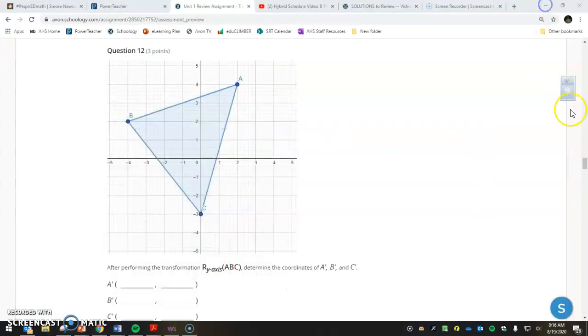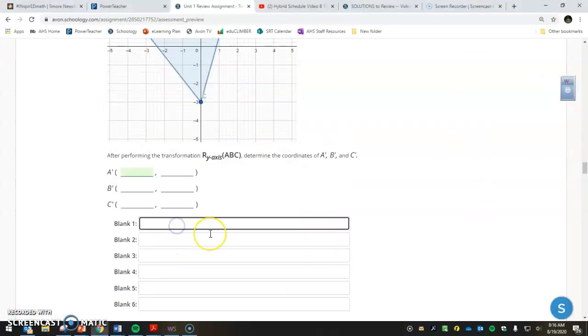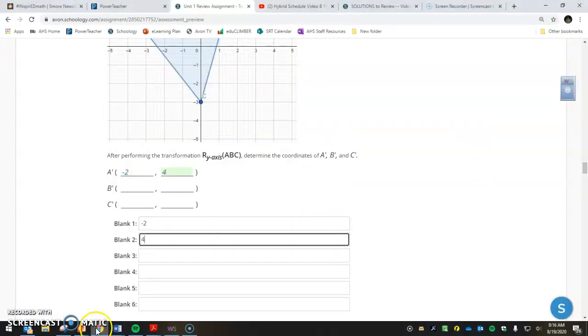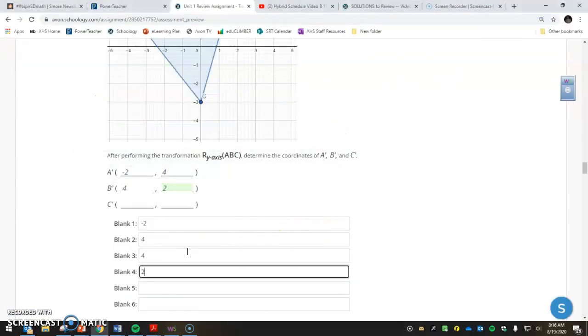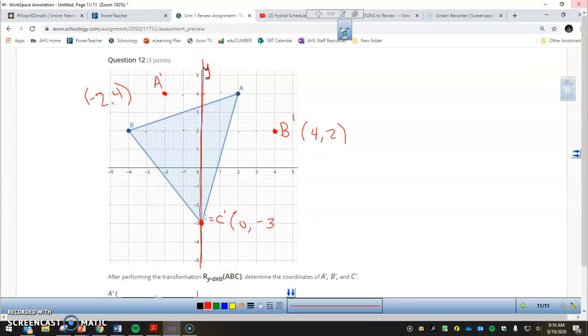So negative 2, 4. 4, 2. And 0, negative 3.